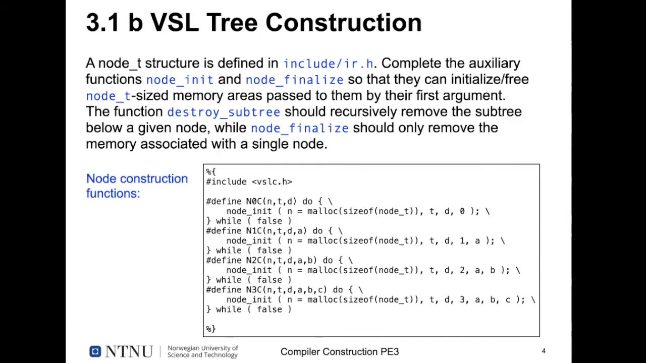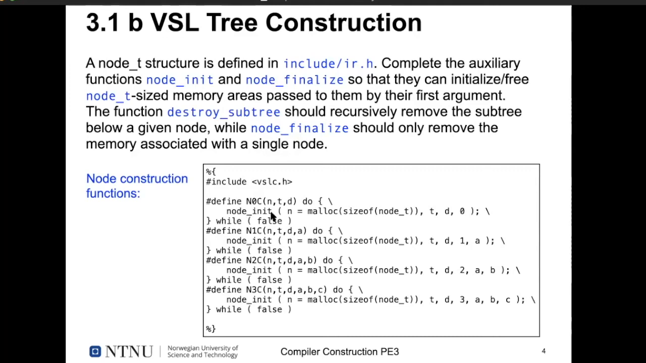So then the next question was constructing the tree. This was more or less building data structures. And we had this node_t structure in the IR header file, and you were asked to complete the auxiliary functions that initialize and populate the node and finalize it. And then you could also destroy your subtree, obviously. And node finalize should only remove the memory associated with a single node.